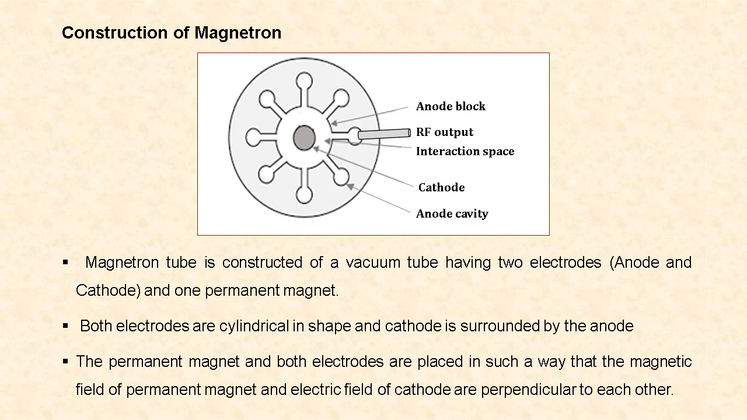Next, let us see the construction of magnetron. The magnetron tube consists of a vacuum tube having two electrodes, that is anode and cathode, and one permanent magnet to provide the magnetic field. Here both the electrodes are cylindrical in shape and the cathode is surrounded by the anode. The anode has cavities called resonance cavities.